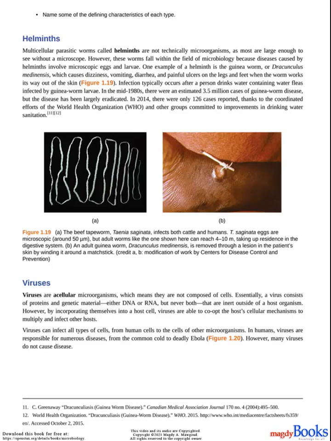Figure 1.19. A. The beef tapeworm, Taenia saginata, infects both cattle and humans. T. saginata eggs are microscopic, around 50 micrometers, but adult worms like the one shown here can reach 4 to 10 meters, taking up residence in the digestive system. B. An adult guinea worm, Dracunculus medinensis, is removed through a lesion in the patient's skin by winding it around a matchstick. Credit A. B. Modification of work by Centers for Disease Control and Prevention.